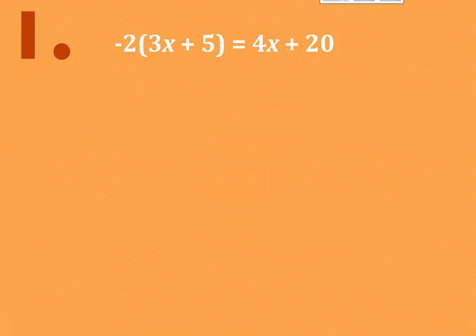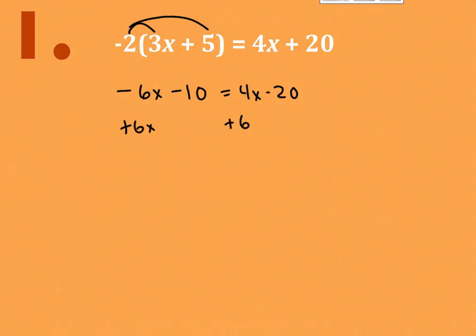So real quick, if we're solving this, I want to distribute here. Be careful, make sure that you get the distribution all the way through. So negative 6x minus 10 and then 4x minus 20. So I want to add 6x to both sides because I don't like having a negative variable. I'm going to add 20 to both sides.